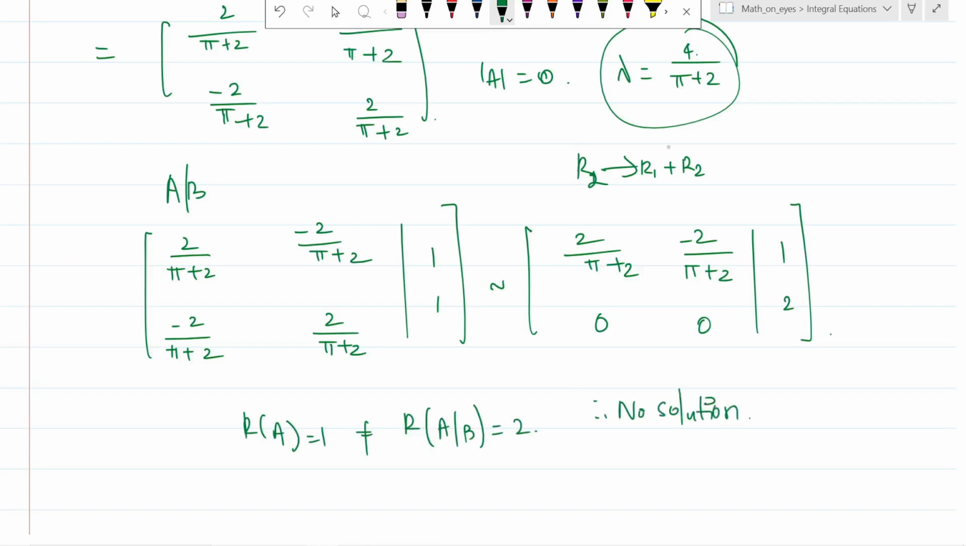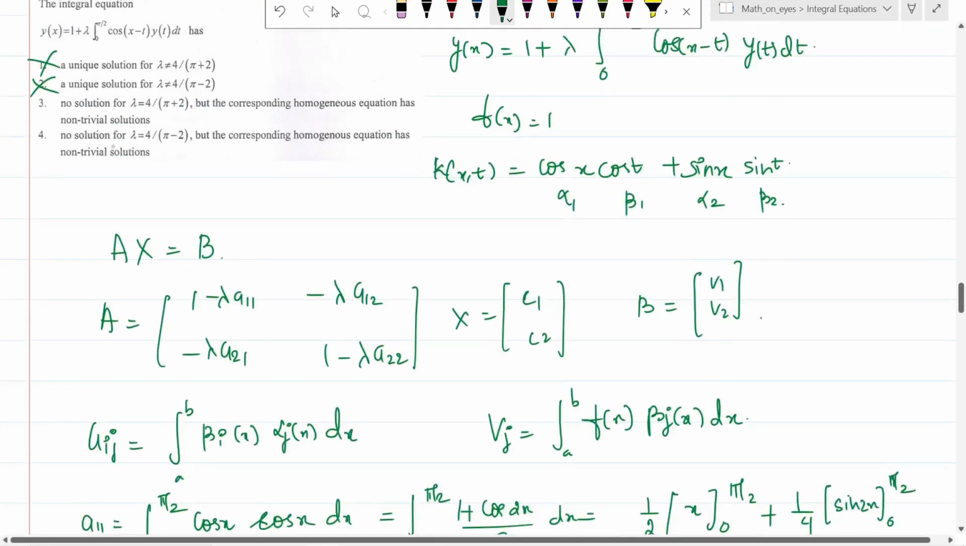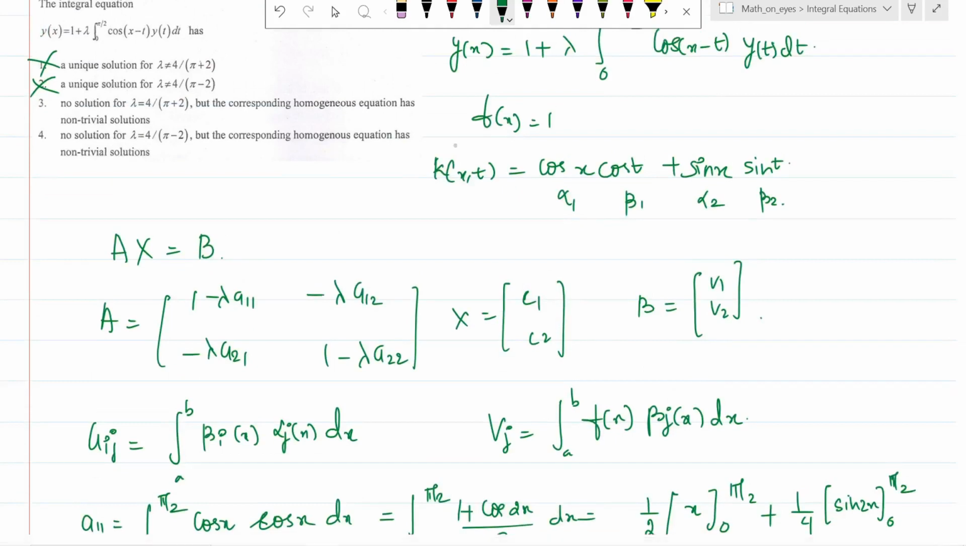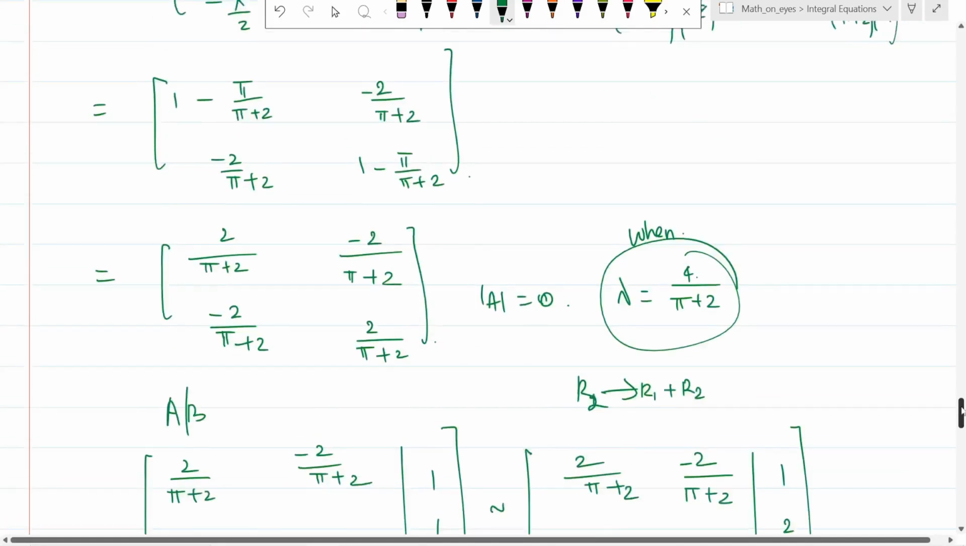No solution when lambda is equal to 4 divided by pi plus 2. Yes, true. No solution when lambda is equal to 4 divided by pi plus 2. But the corresponding homogeneous equation has non-trivial solutions. Corresponding homogeneous equation. So what is the corresponding homogeneous equation?